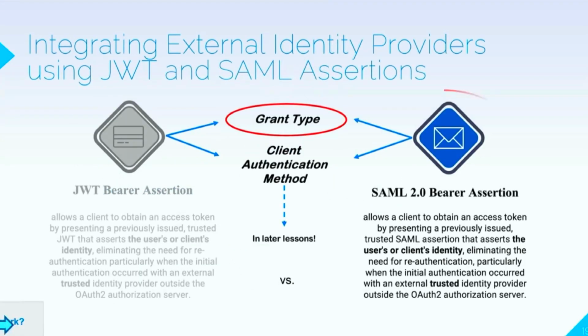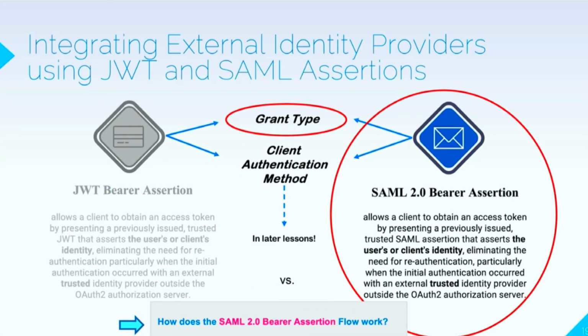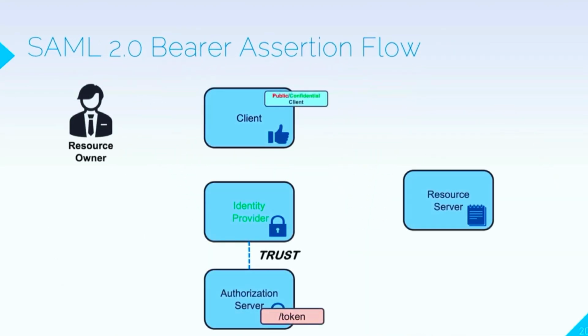Now let's move on and see how the SAML bearer assertion flow works. This flow is very similar to the JWT bearer assertion flow, but instead of a JWT, the identity provider generates a SAML2 assertion. This means the identity provider is a SAML identity provider. If you are unfamiliar with SAML, it's an older authentication protocol similar to OpenID Connect that generates assertions in XML format.